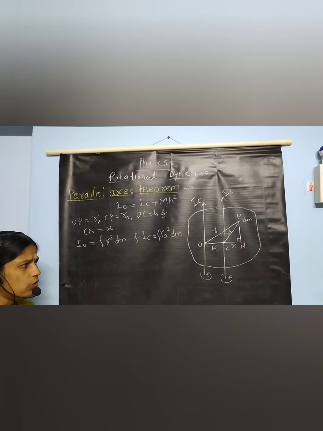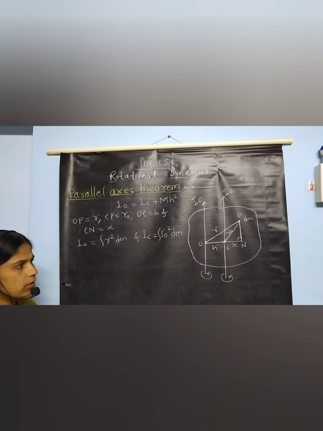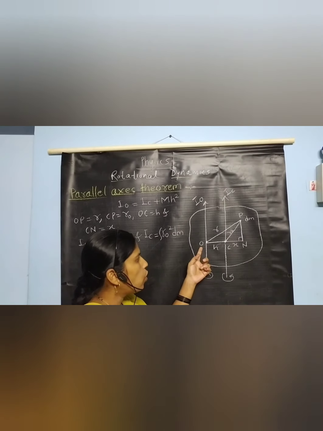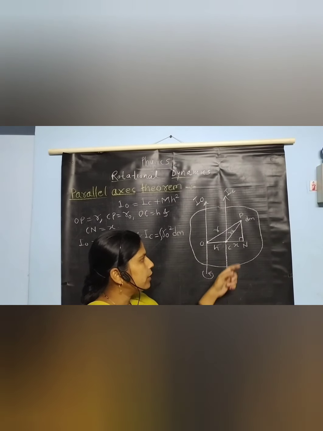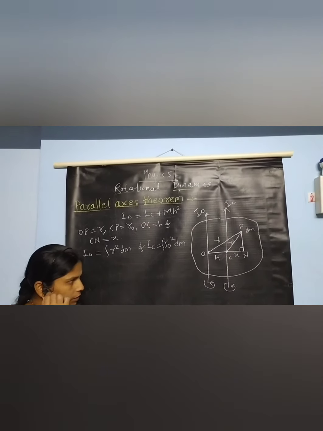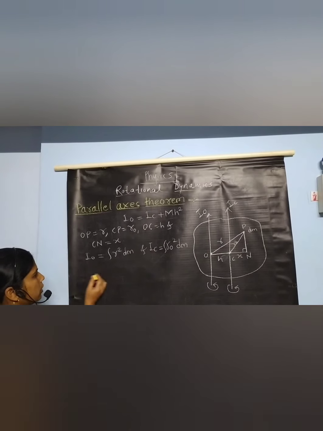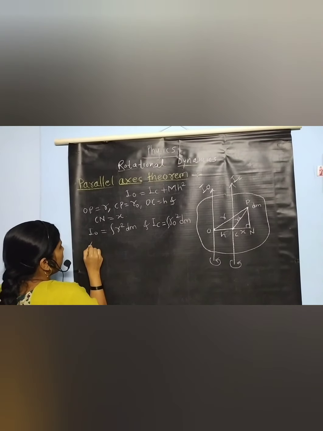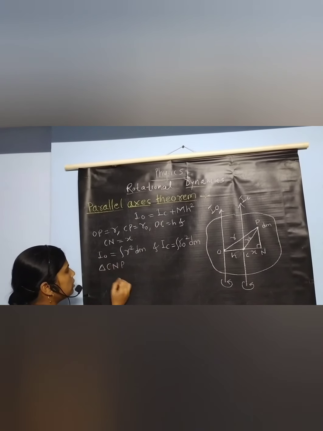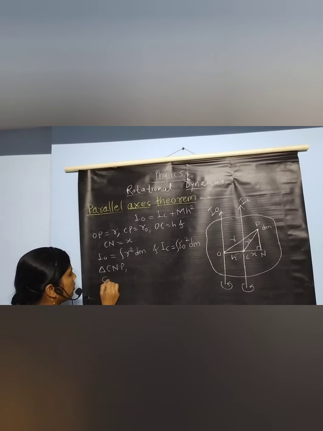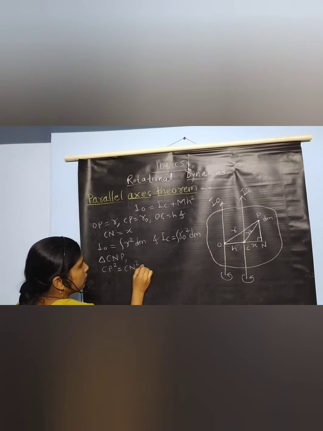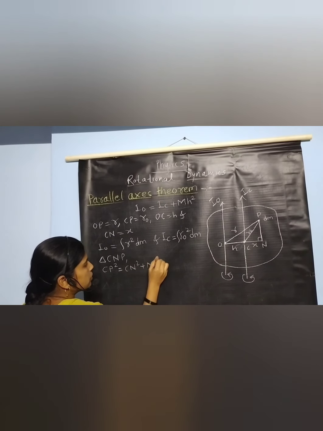Now from the figure we get two right angle triangles. The first right angle triangle is ONP and the second is CNP. Using Pythagoras in the right angle triangle CNP, we get CP square is equal to CN square plus NP square.